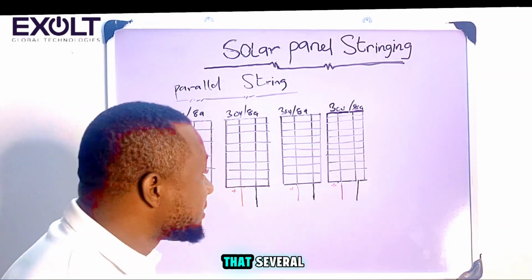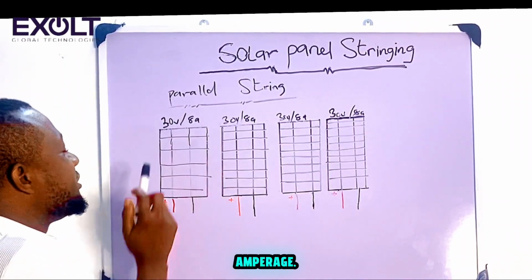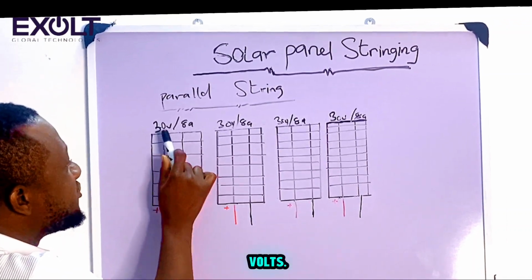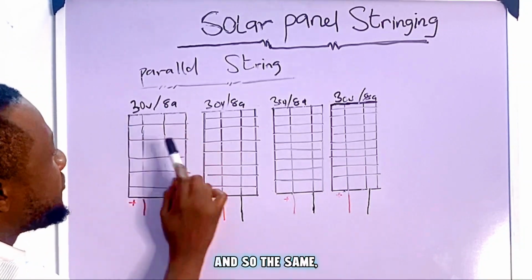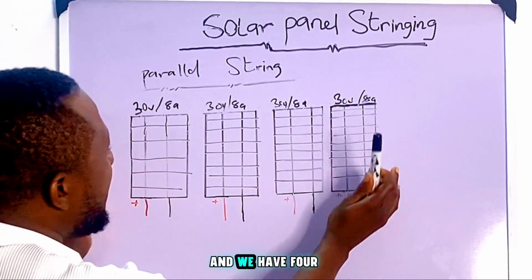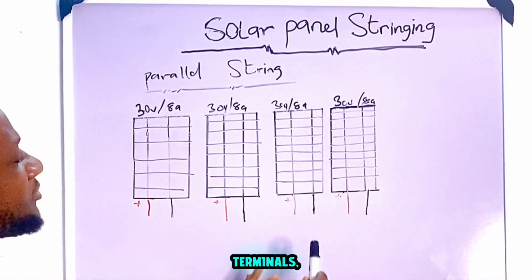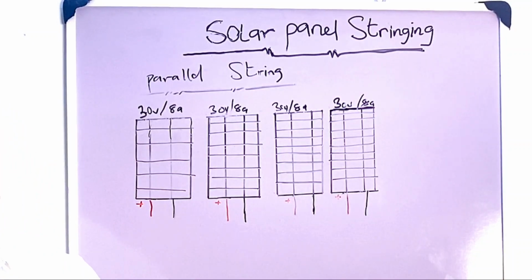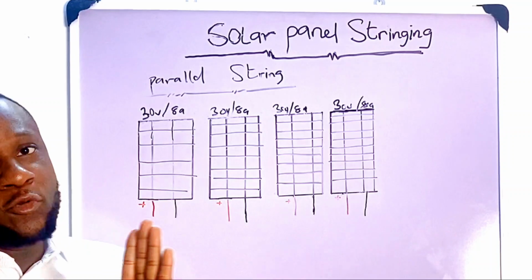Okay, now we know that several panels are arranged with individual voltage and individual amperage. So you see, this is a single solar panel and it has 30 volts. This one has 8 amps. It is similar with several of these panels. We have 4 different panels with their different terminals, so how will they be connected to generate a single output energy, and how will it be connected to our equipment?